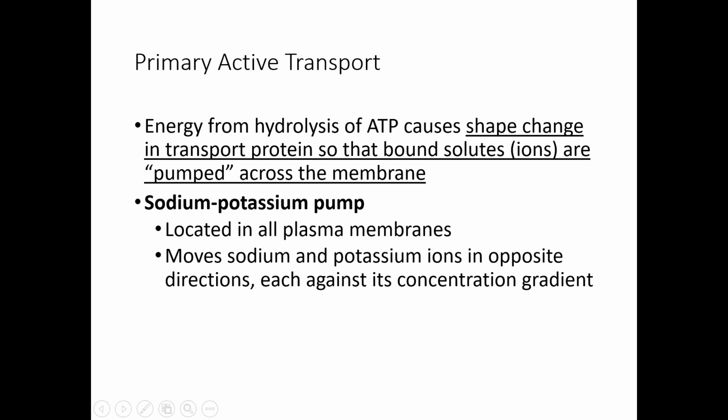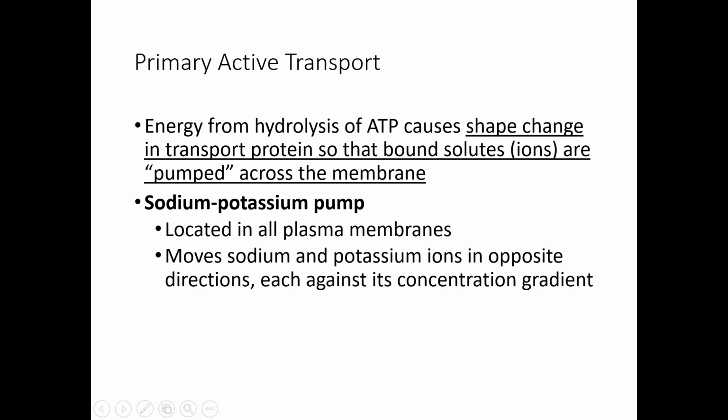Primary active transport causes a change in transport protein shape. So there is a protein embedded in the cell membrane, and it changes its shape and carries ions from one side of the membrane to another using ATP energy. Energy comes from hydrolysis of ATP, which means ATP breaks away one of its phosphate groups, and that process releases energy.